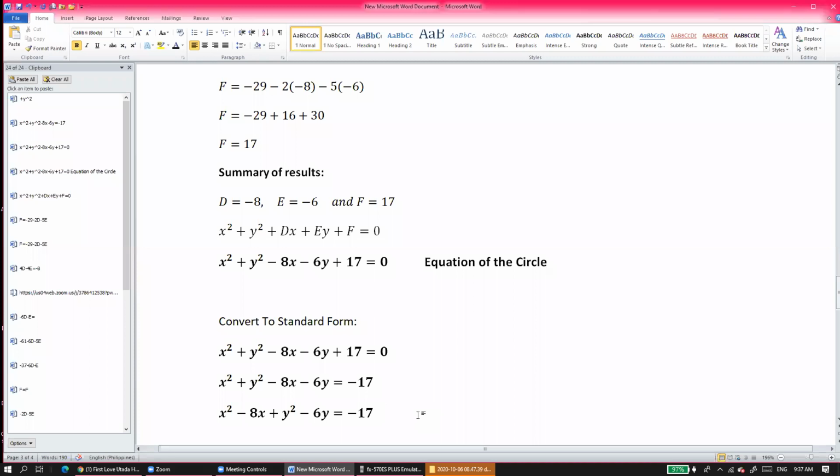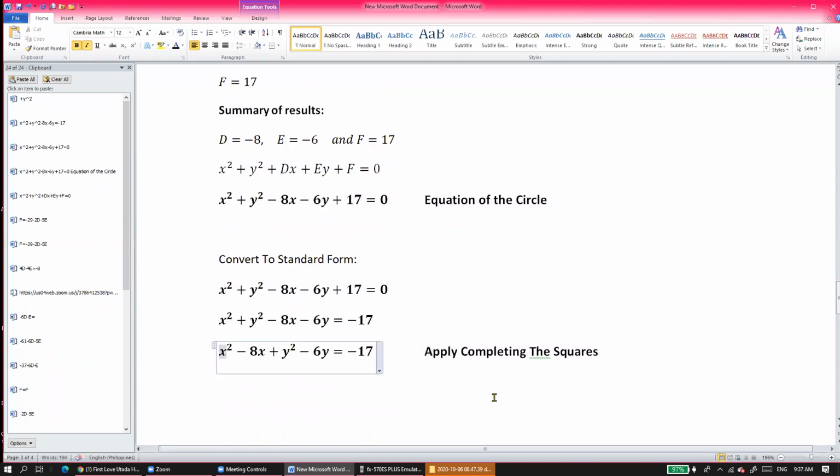And what's next? Apply completing the squares. So paano ba yung completing the square process? So ito lang yung unang gagawin natin sa completing the square process, no? Highlight ko yung coefficient ng mga variable na walang square. Halimbawa, ang x, ang coefficient niya is negative 8. So highlight ko yan. Ang coefficient naman ng y is negative 6. Yan. So in order to complete the square, ganito ang gagawin natin mga anak, no?